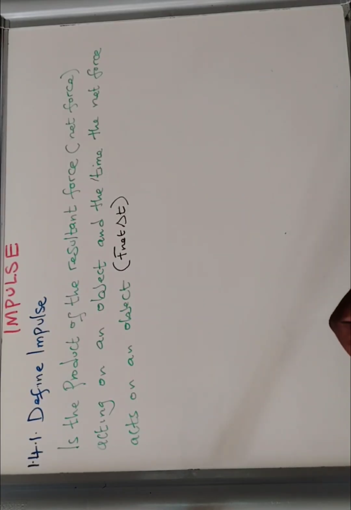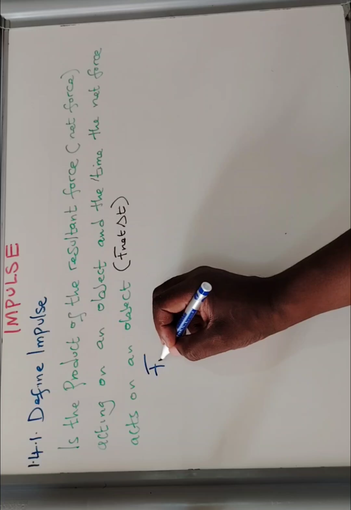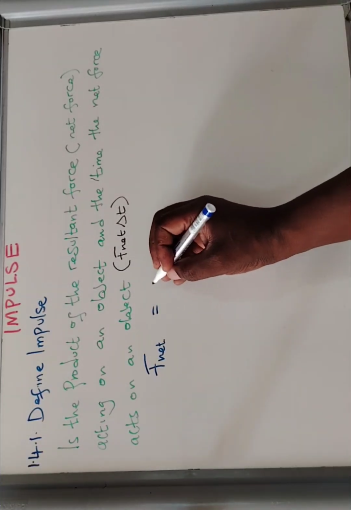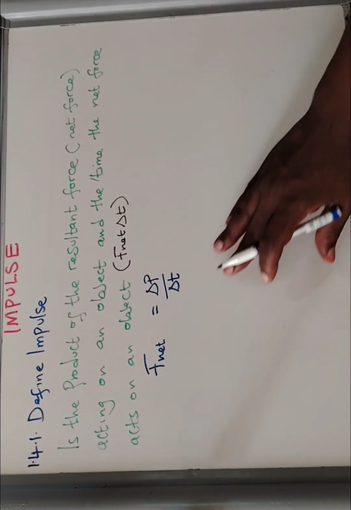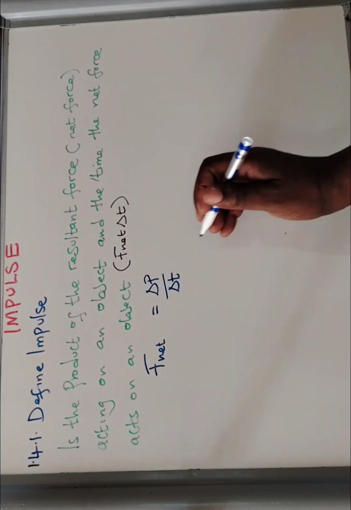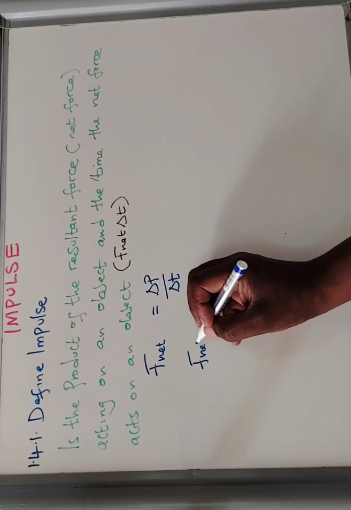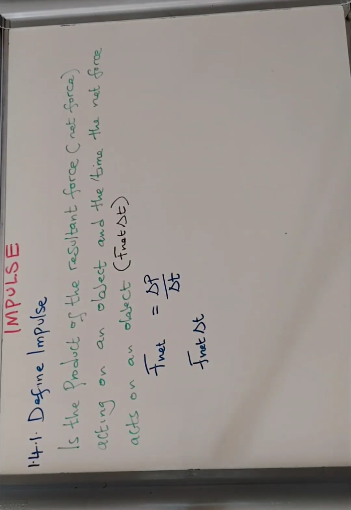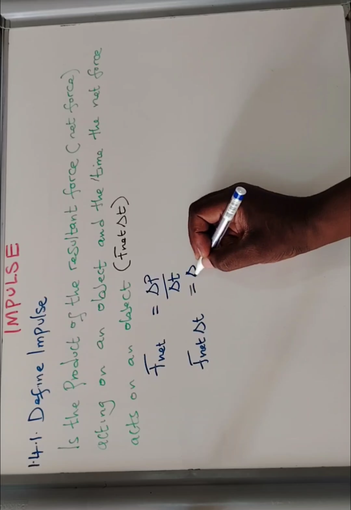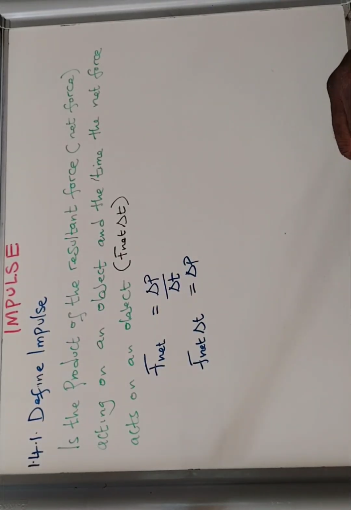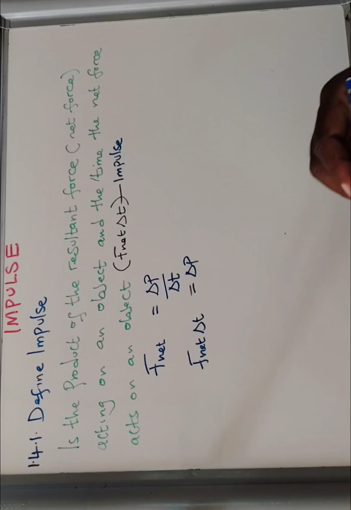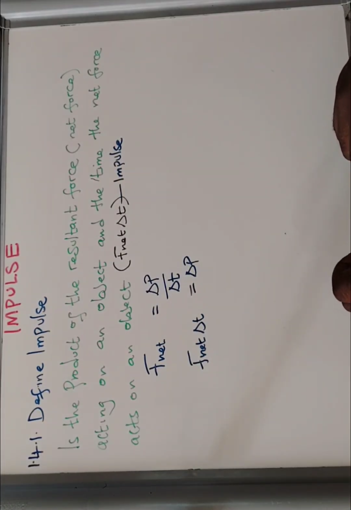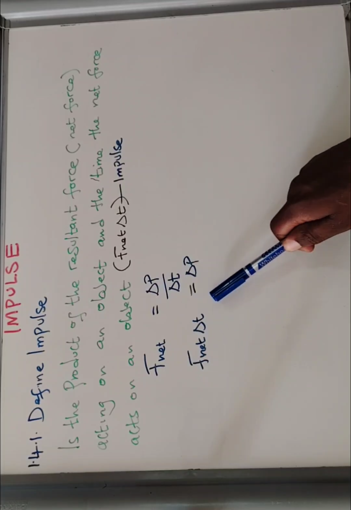Now we have to remember, if you recall this equation, F net is equal to delta P over delta T. If you realign this one, you are going to get F net delta T, which is equal to delta P. But you have to recall that we said this one is impulse, which is the product of net force and delta T. So which means that what we have here is impulse and what we have here is impulse.